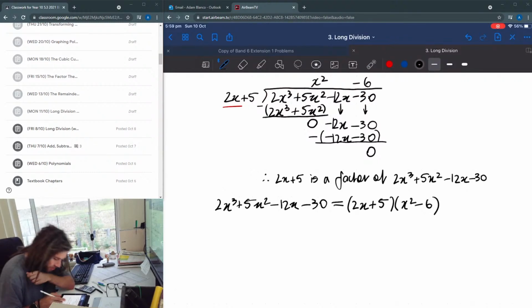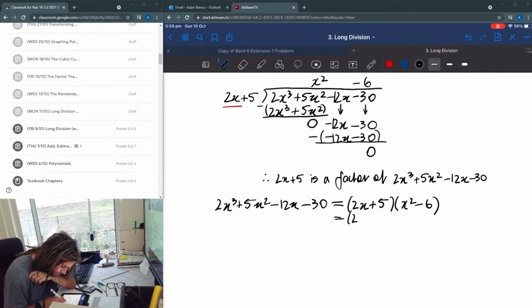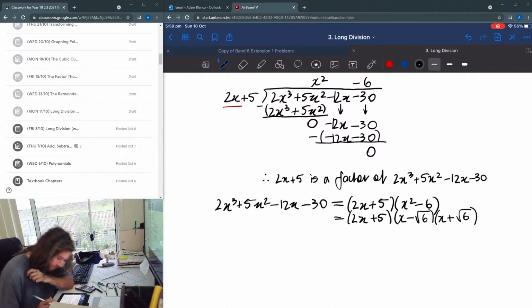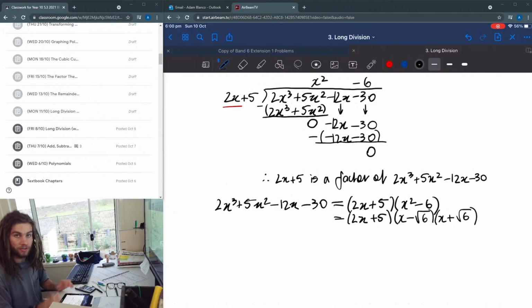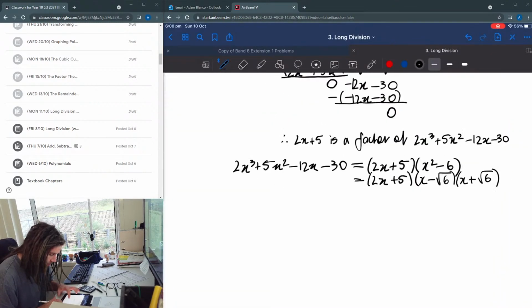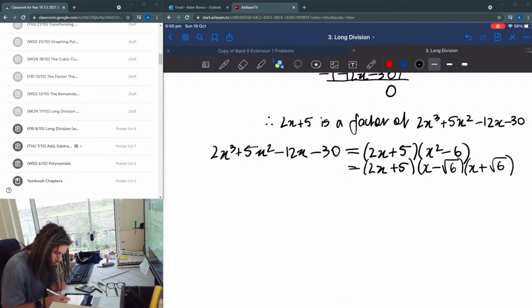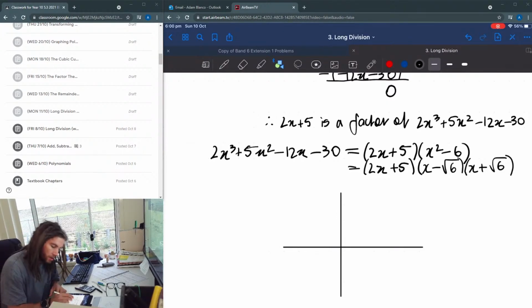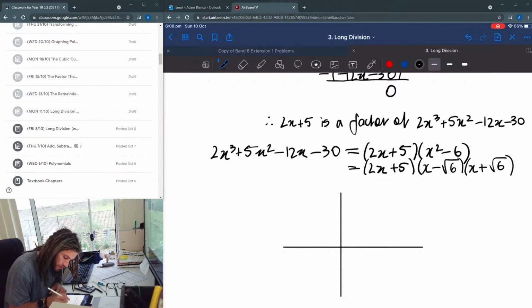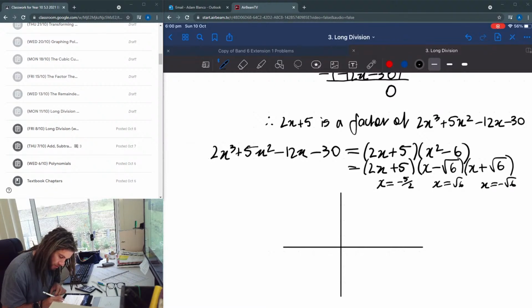Okay, and this is graphable because I can rewrite this. That's a difference of two squares. Might not be obvious what the squares are, but it's x minus root 6, x plus root 6. So I'm going to go a step further. You can stop if you want, but I can go a little bit further. This thing's a cubic, so if I were to draw this, let's solve this for 0. So x is equal to minus 5 on 2, x is equal to root 6, and x is equal to minus root 6.